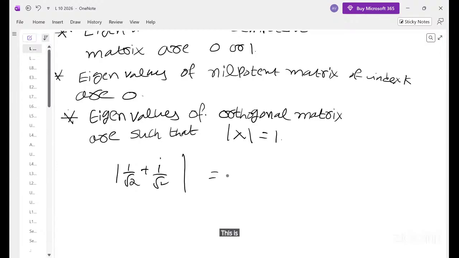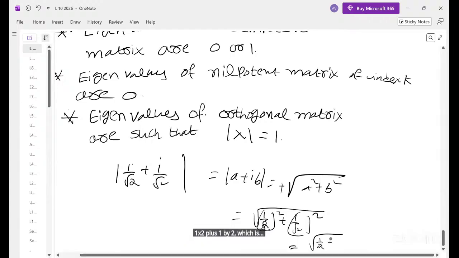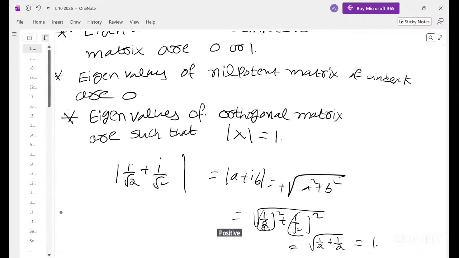What is the modulus of a complex number? Root of a squared plus b squared, positive square root. When you square and add, you will get 1 by root 2 whole squared, and b is 1 by root 2, the i coefficient. So 1 by 2 plus 1 by 2, which is root 1, which is 1. So eigenvalues of an orthogonal matrix are such that mod lambda equals 1 always. That is, the magnitude should be 1. If it is real, it will be either 1 or minus 1.